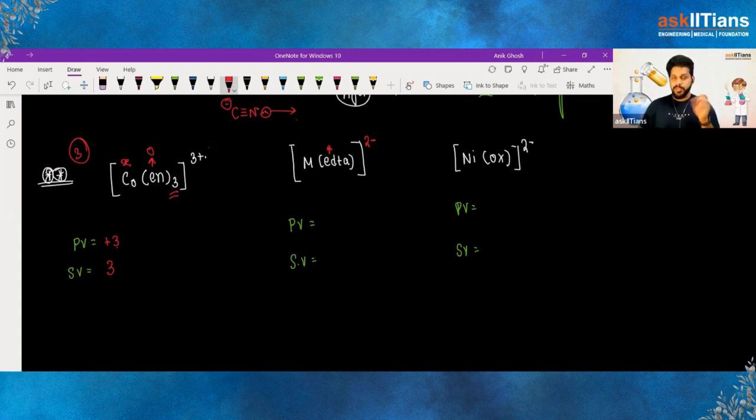Make the corrections. Done. Now have a look. EDTA. If you notice, guys, in EDTA, tetraacetate, 4 minus charges were there. So the number of charge on EDTA is -4. So guys, this is x. X minus 4 is causing the -2 charge on the complex.